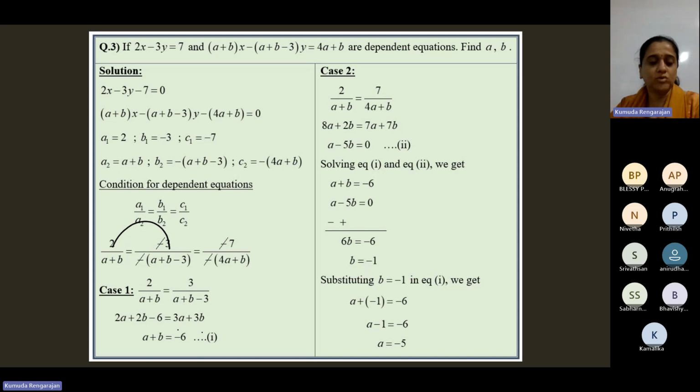So on equating these two, you get an equation in A and B. And on equating, I have equated this and this. On equating these two, another equation in A and B. Solve the two equations and find the values of A and B.